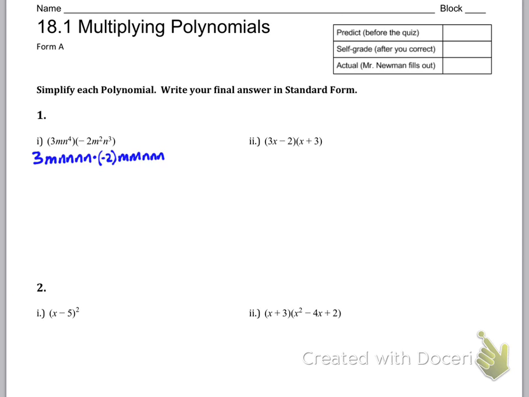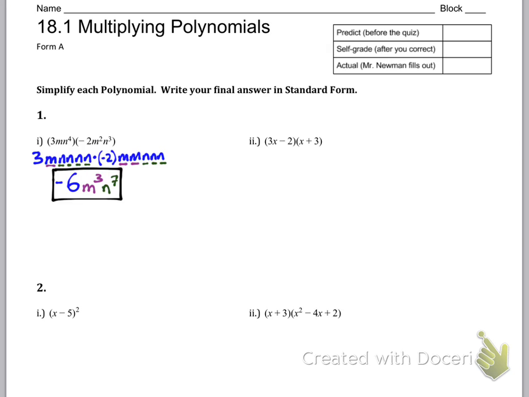So let's multiply the coefficients. 3 times -2 is -6. How many m's are there? 1, 2, 3. So that's m to the third power. How many n's are there? There are 7, so that's n to the seventh power. You don't need to memorize any rules, you just need to recognize that we're multiplying two monomials together. So -6 m to the third n to the seventh is the answer.